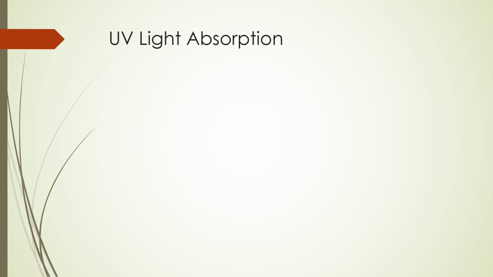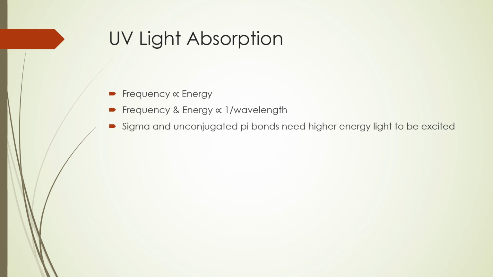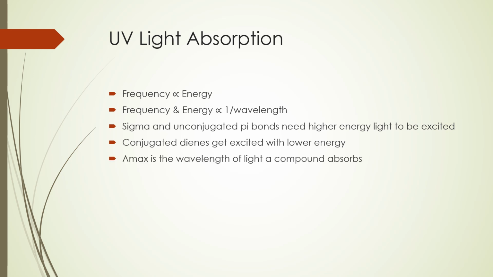Before we finish, let's look at a few things on UV light absorption. Frequency is directly proportional to energy, while wavelength is inversely proportional. Because there's such a big difference in their ground and excited states, sigma bonds and unconjugated pi bonds need higher frequency of light to be promoted to the next energy level. Conjugated dienes don't need as high a frequency because there's not that much of a difference between their two states.